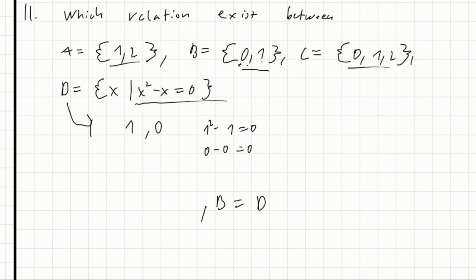Let's find another relation. Let's have a look at C. C is our biggest set. We see this has 0, 1, and 2. A has 1 and 2. So we can already say A is a subset of C. And we know B is also a subset of C. And that's it. Those are our 3 relations.